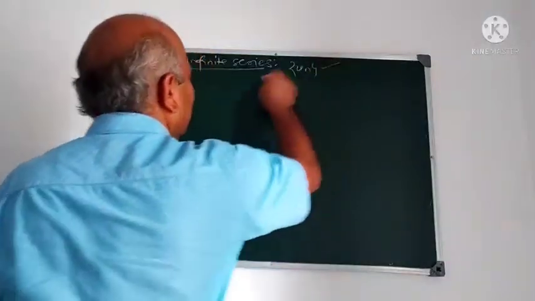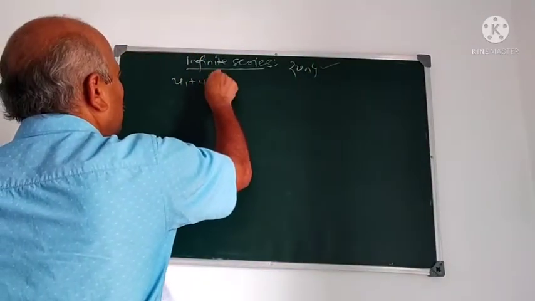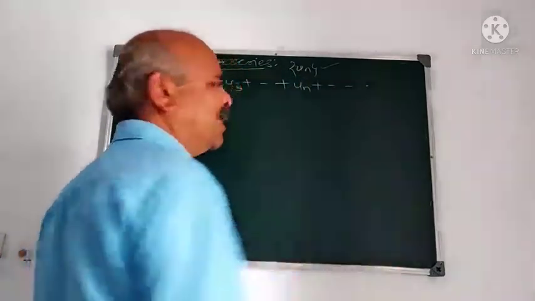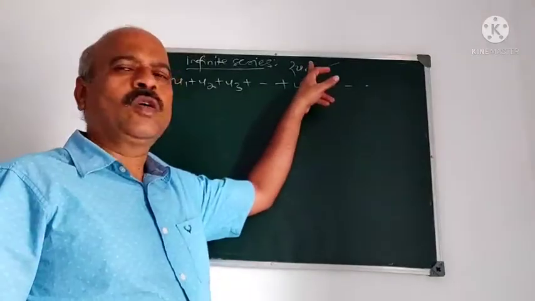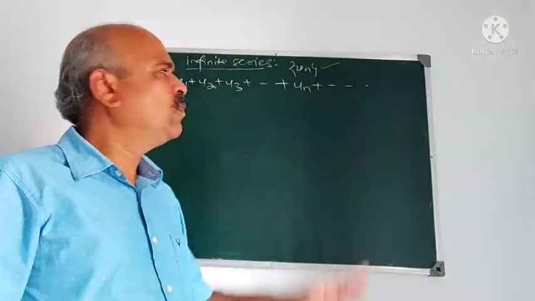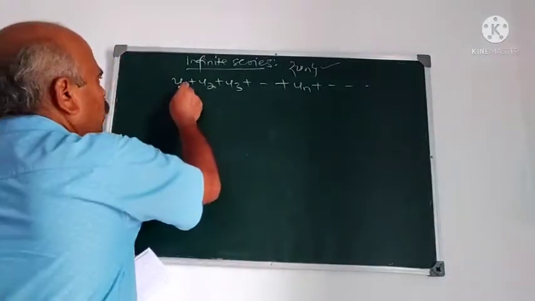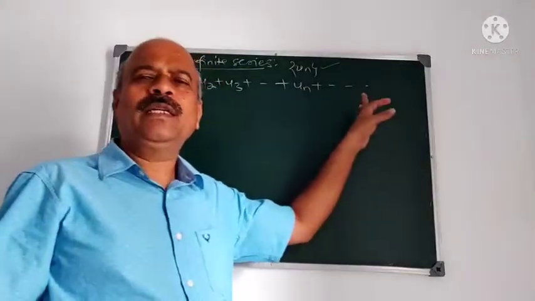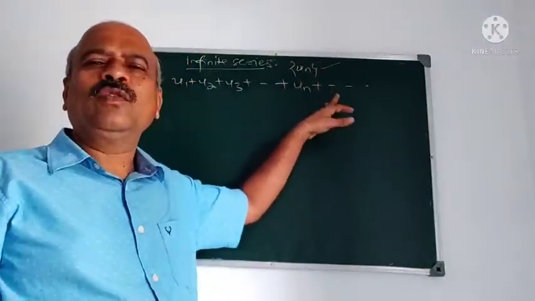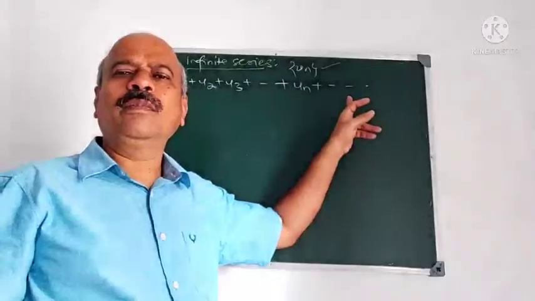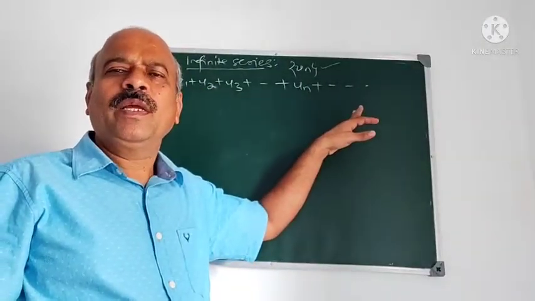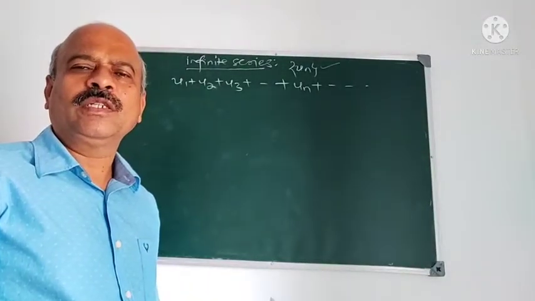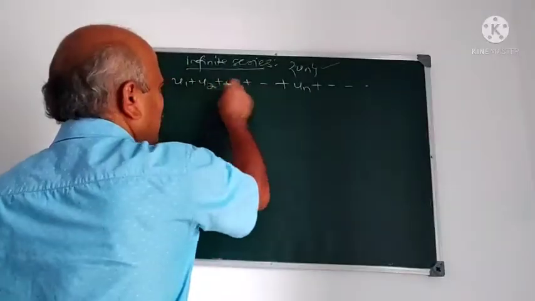Now, if Un is any sequence, then the sum U1 plus U2 plus U3 plus etc. Un plus etc. to infinity, this sum is called infinite series. Since the number of terms is infinite, the sum of infinite terms by itself has no meaning. Therefore, to give the meaning for this, we define when the series converges. Definition. When do you say that series converges?